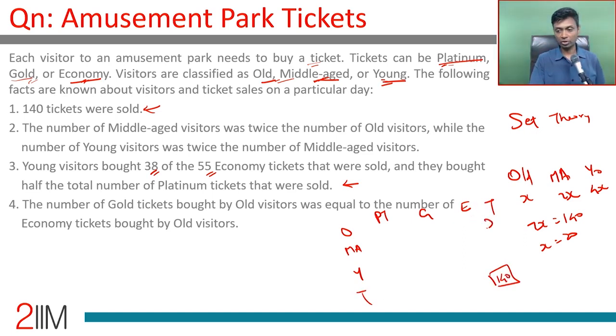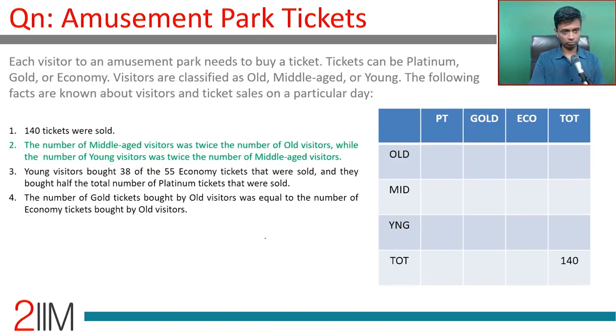The total old age is 20, total middle age is 40, total young is 80, adding up to 140. The total economy tickets is 55, young economy is 38, and then we fill the rest of the details from there. And so now I've got the template. I'm going to draw out this table and then fill the data in. Then we'll go to the questions. So old, middle age, young, we know that this is 20, this is 40, this is 80. We know economy is 55, of which young is 38.